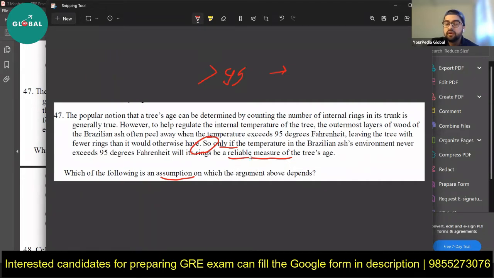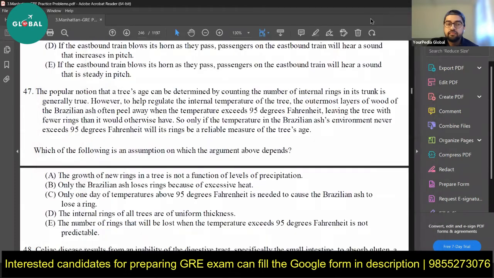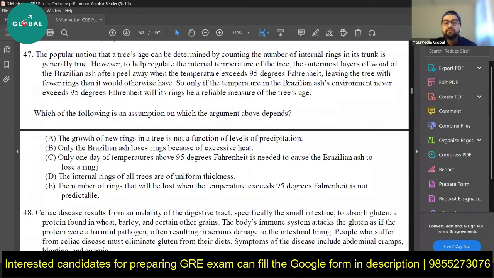So you have to find the assumption for this one. Read the option: the growth of new rings in a tree is not a function of the level of precipitation. So we don't have to go for the rain because he's not talking about rain. It's just talking about the temperature. So this is out of context, right? So D also cannot be the answer.